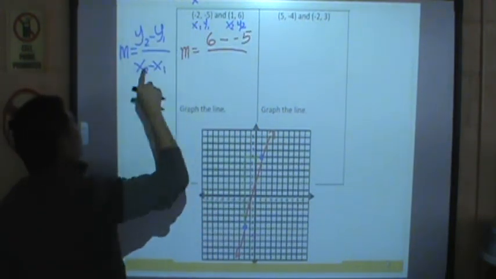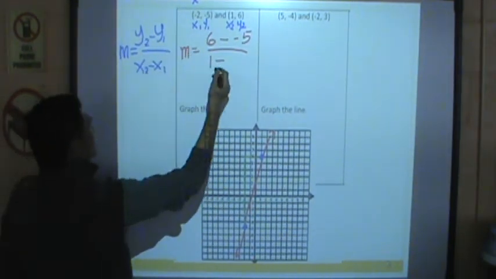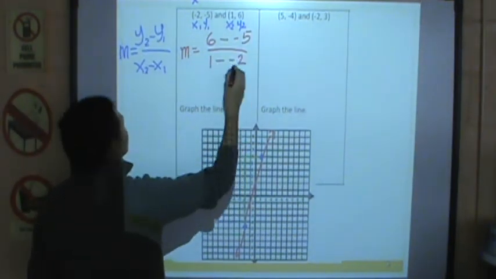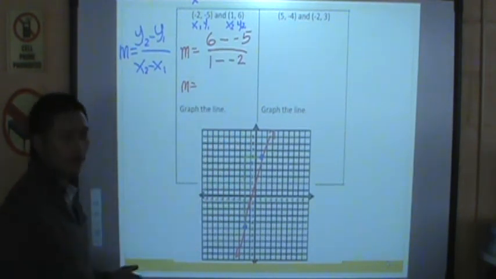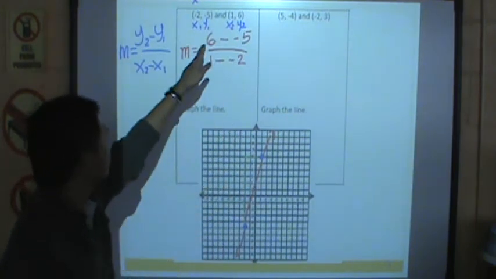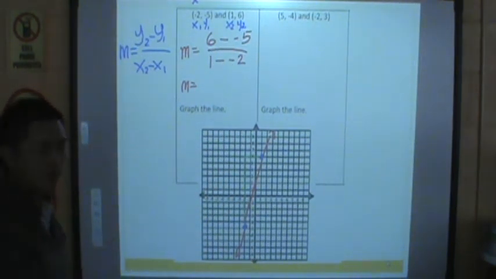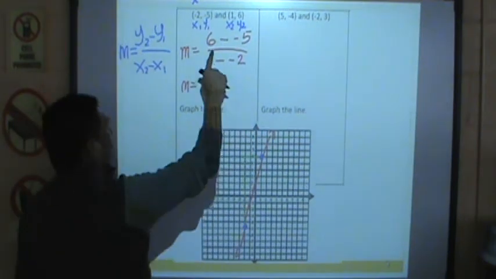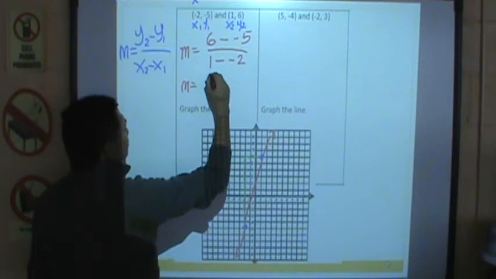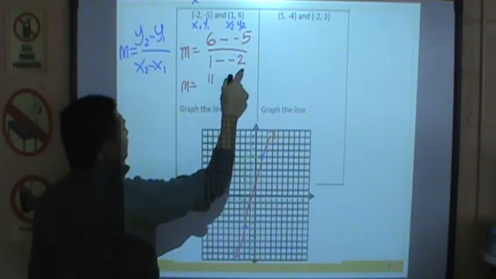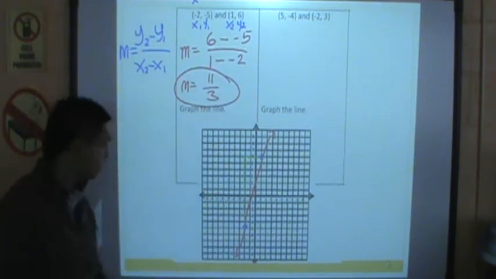From the labeling again, your x2 is 1 minus your x1 is -2. Now, using your mental math, 6 minus -5 is actually 6 plus 5 because negative times negative is positive. So 6 plus 5, or if you want, you can use a calculator, 6 minus -5 is going to give you 11. And then 6 minus -2 is going to give you 3.